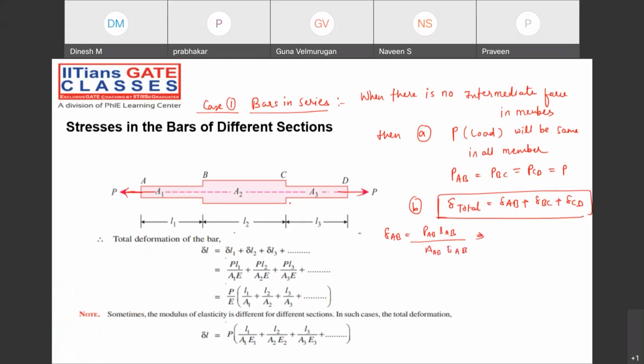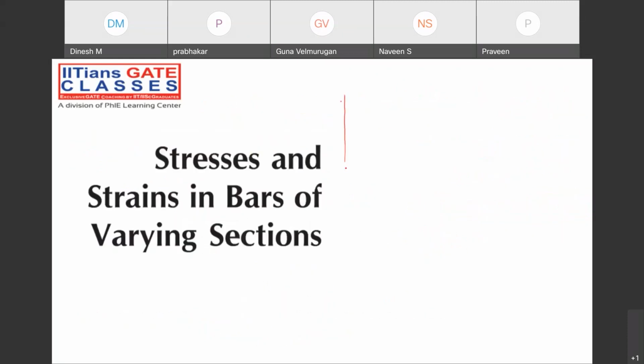Yes or no, guys? What is the P that is acting in the AB member when I take the cross section? Plus P or minus P? Whenever the load is going away from the cross section, it is plus P. Remember the sign convention like this. Now you take the cross section in BC. What will be the load in BC member? Plus P or minus P? Similarly, what will be the load in CD member? Plus P. Right? Now, some of you might be confused, so I'm explaining the sign convention to you. Note down the sign convention, that is very, very important.